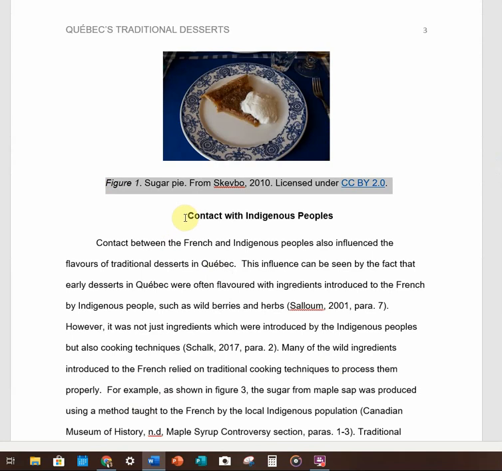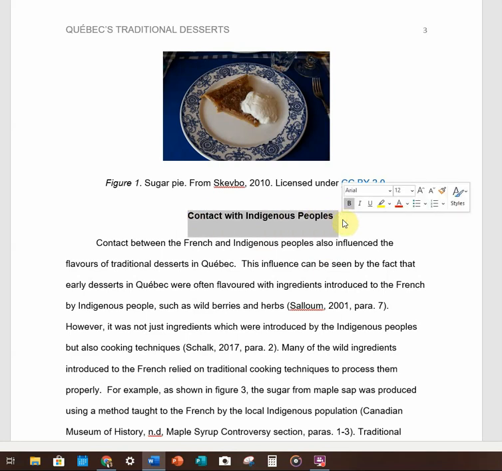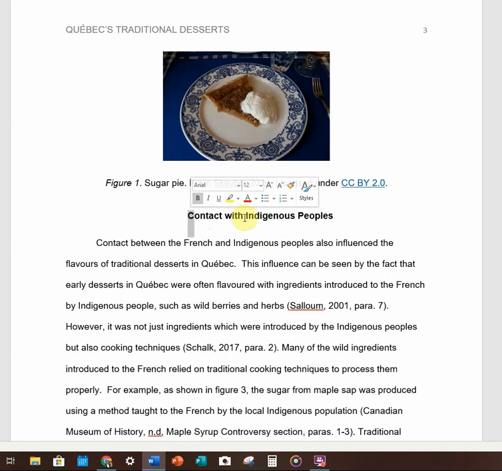Here we have the second body paragraph. So we've got type 1 headings separating each of the body paragraphs in this paper, which is a great idea. You can use only type 1 headings if you want to. Just remember what you need to include with type 1 headings. It needs to be in bold, it needs to be centered, and the first letter of each important word here needs to be capitalized. Okay?